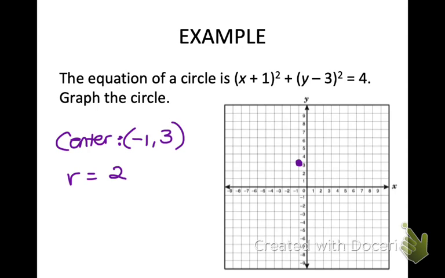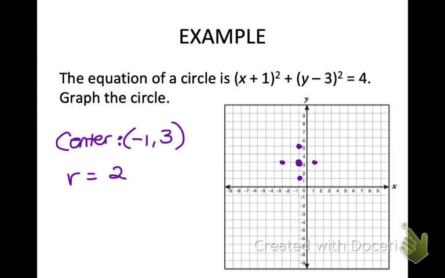I'm going to go up 2, left 2, down 2, right 2. And I'm going to make dots at all those points. So I'm going to go up 2 from there, which would put me at 5. I'm going to go left 2 from my center. I'm going to go down 2 from my center. And I'm going to go to the right 2 from my center.